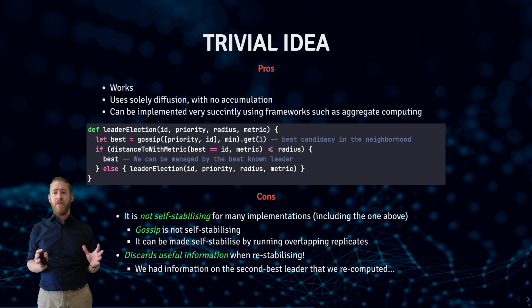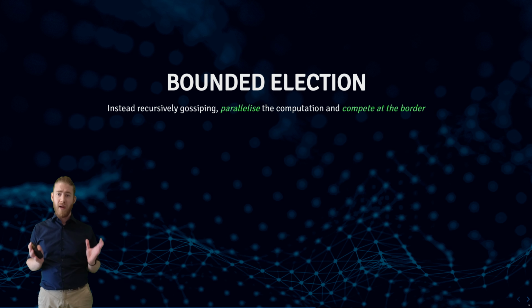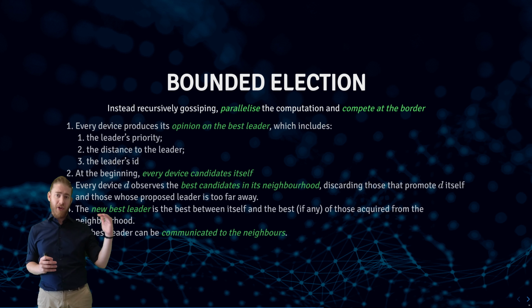The trivial idea, however, is a good way to understand the contribution of this paper, which we call bounded election. In essence, the basic idea is to parallelize the computation instead of gossiping recursively, and then compete at the border instead of giving up and restarting. More in detail, every opinion on a leader is a triple, which includes the leader priority, the distance from the leader to the current node, and the leader identifier.